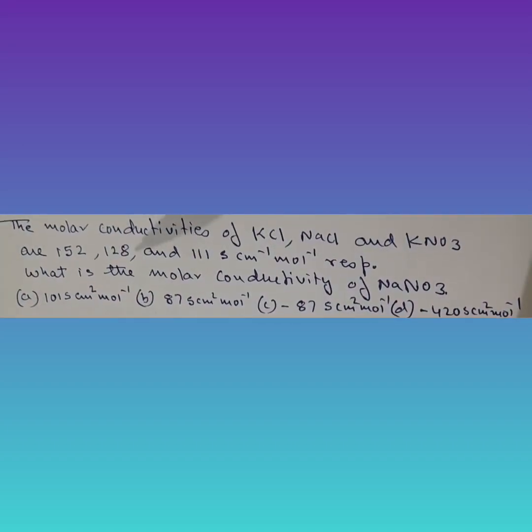Let's understand how we solved this numerical. The molar conductivities of KCl, NaCl and KNO3 are 152, 128 and 111 S cm² per mole respectively. What is the molar conductivity of NaNO3? And these are the options. Alright, so let's see how we do it.